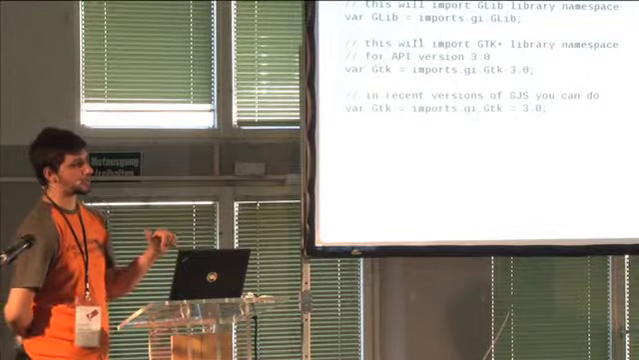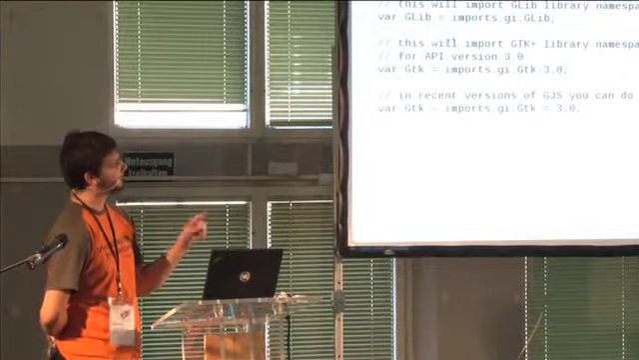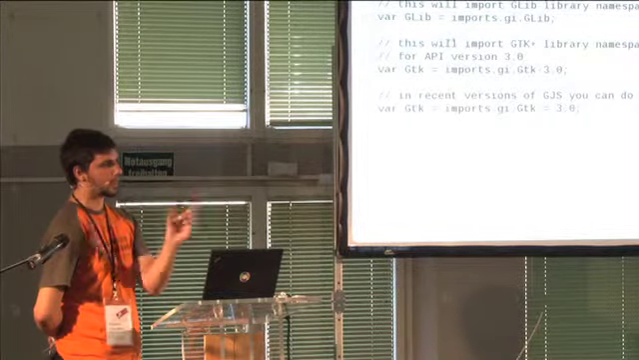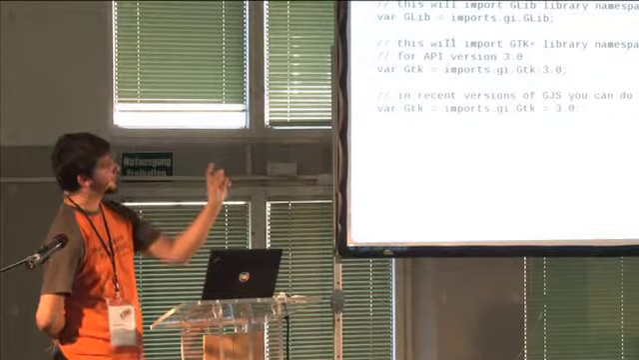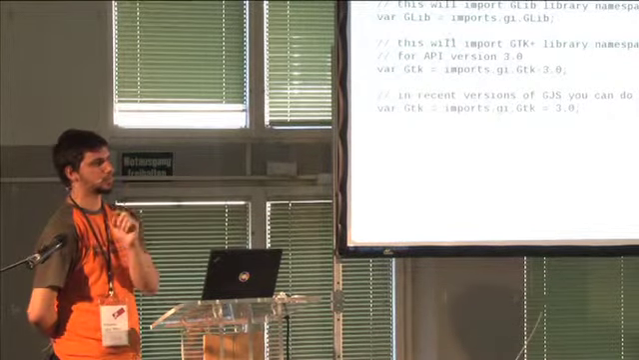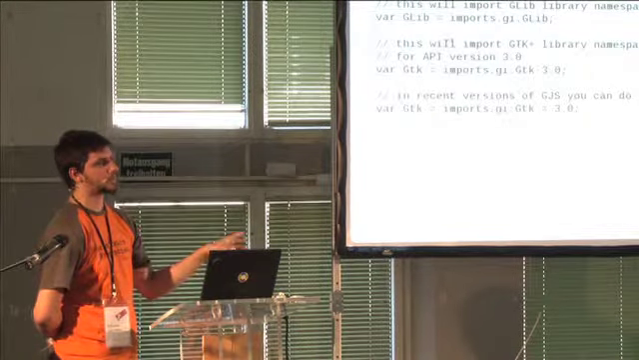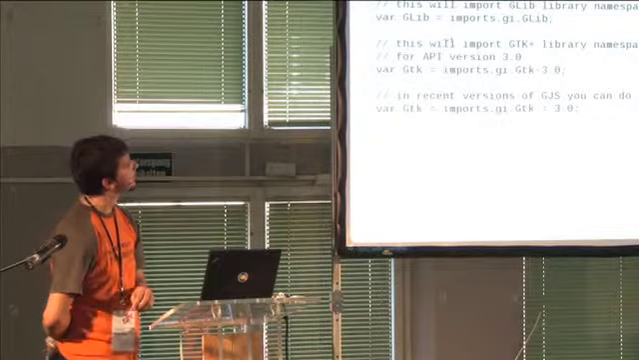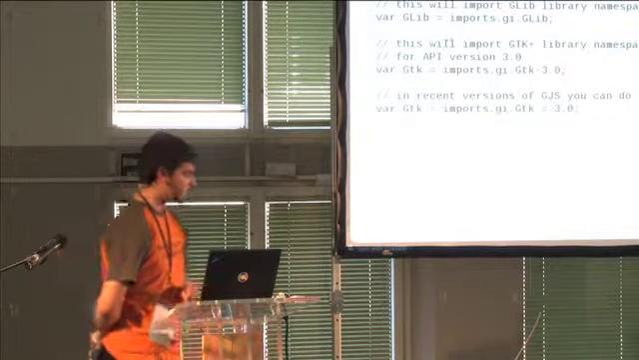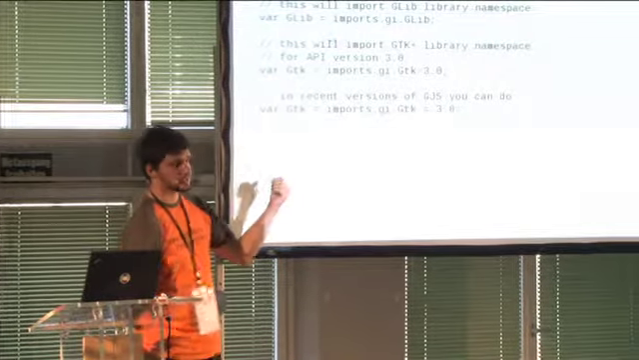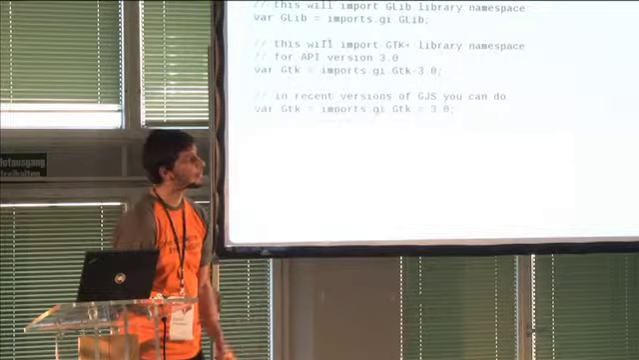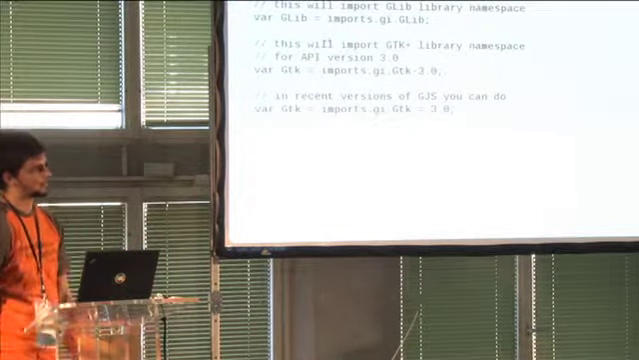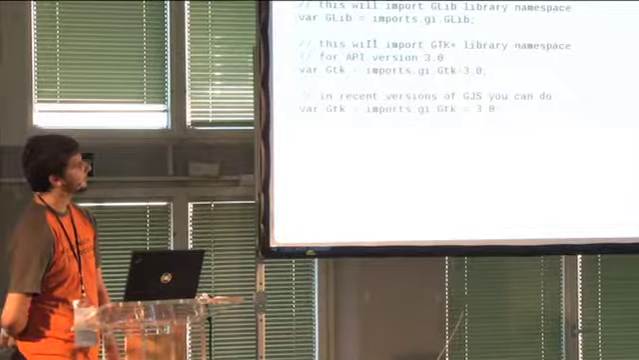In the newer versions of GJS, I think you can assign to imports.gi.Gtk a version, 3.0, but it does not work in this version of GJS that I have running. What I was saying is a minus sign can't be used. Yeah, but it works that way. For JavaScript, it should say Gtk minus 3.0. So that's kind of weird for us.